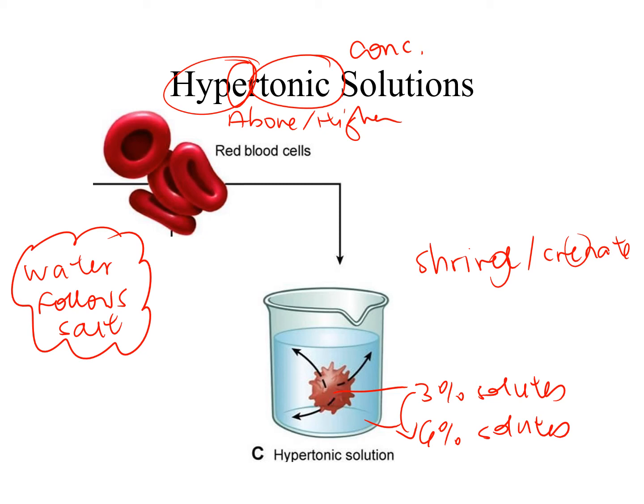All right, so on your worksheet there are two reasons water leaves the cell when placed in a hypertonic environment. Well, one is because water follows salt, and there's more salt in the surrounding solution. The second reason is because we're trying to reach equilibrium. Water leaves the cell in an attempt to concentrate the solutes and make that cell as concentrated as the surrounding solution.